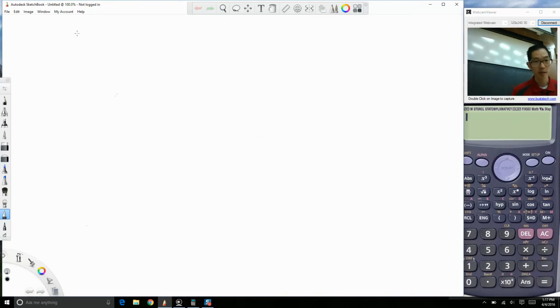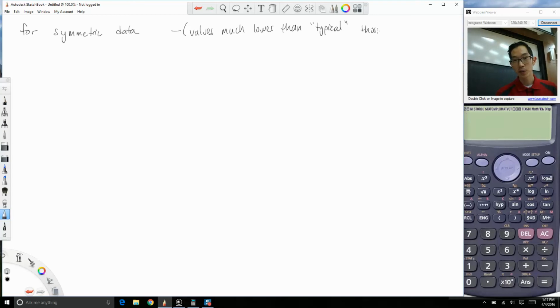So for symmetric data, and what does it mean for our data to be symmetric? Symmetric means that if our center is right here, values much lower are about as common as values that are much higher, right? So symmetric data just means that if you think of whatever is typical, values much lower than typical are about as common as values much higher than typical.